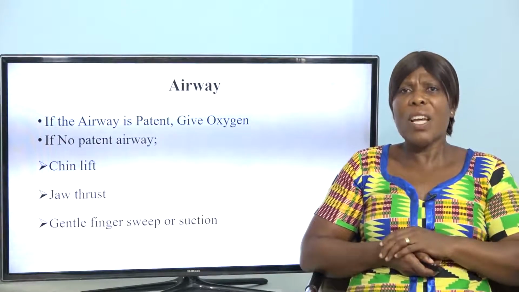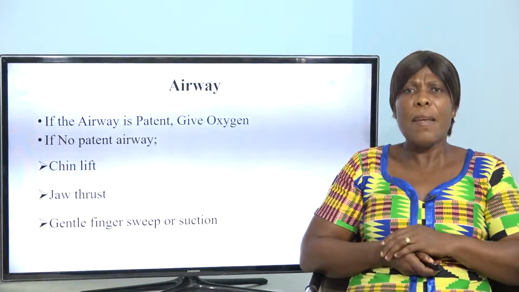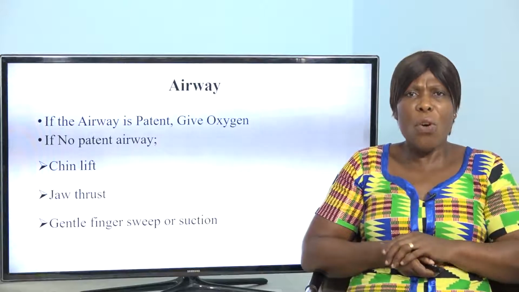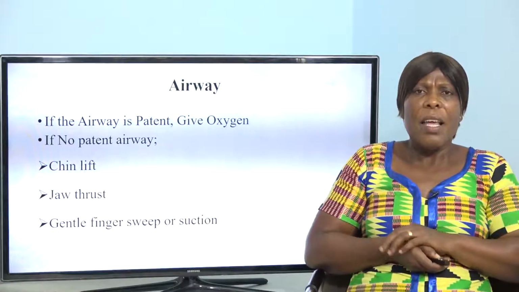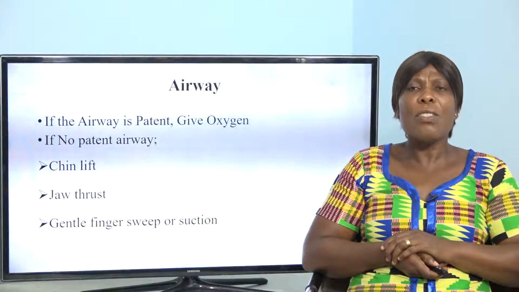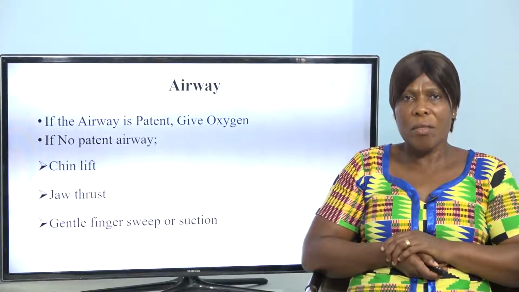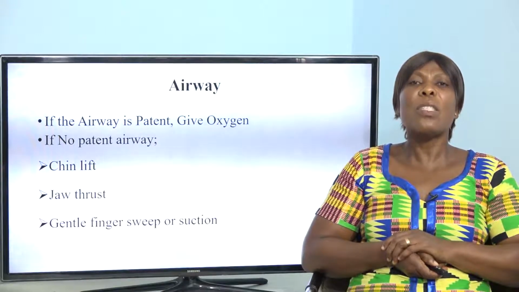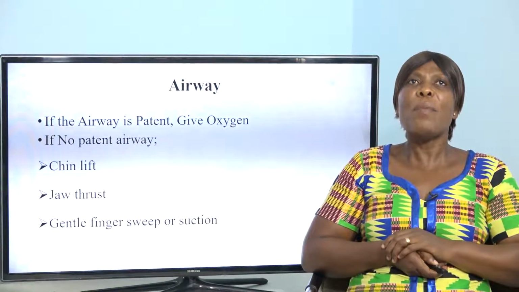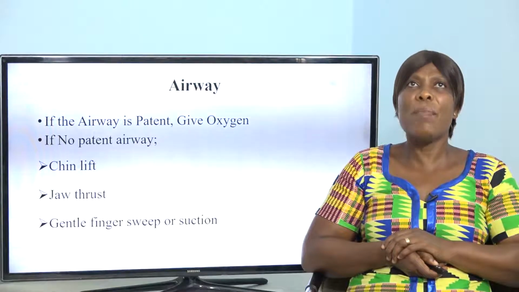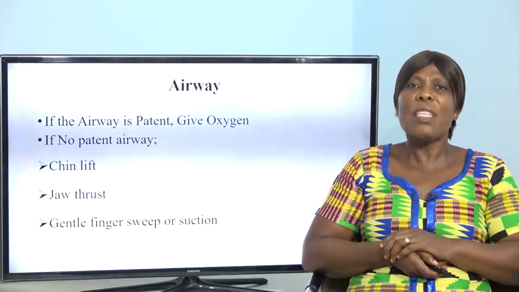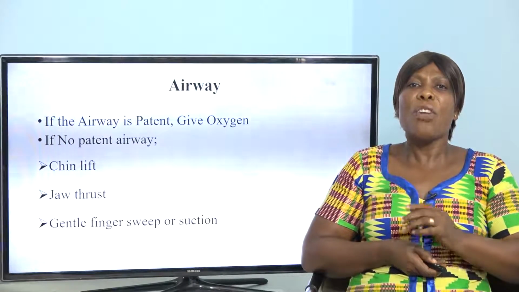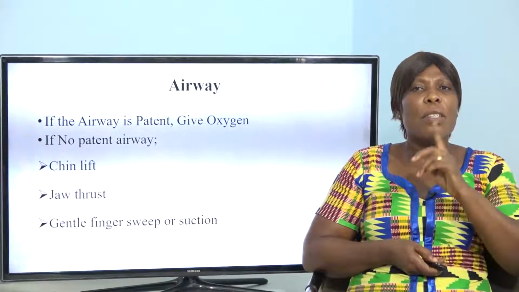If there's no obstruction and the airway is clear, the baby is crying, after you've assessed, use your APGAR score in assessing the baby. If the baby's airway is patent, you only have to give oxygen. If there is no patent airway, you need to tilt the chin of the baby. You lift the chin of the baby, just as when we are doing the resuscitation. You lift the chin, do a jaw thrust, and then gently use your finger.